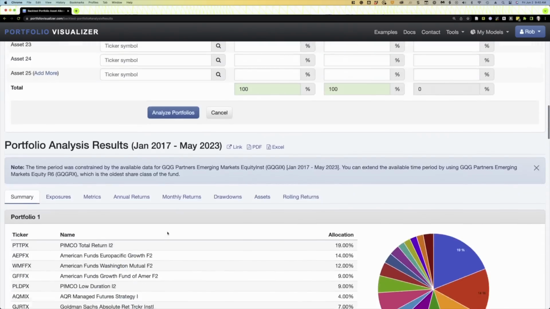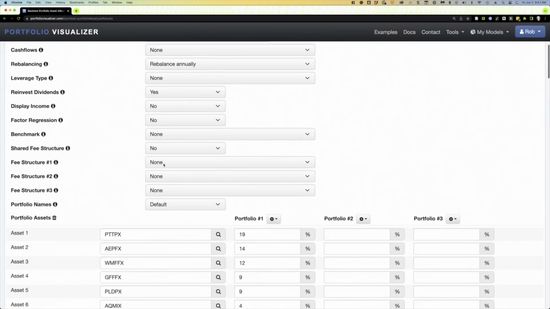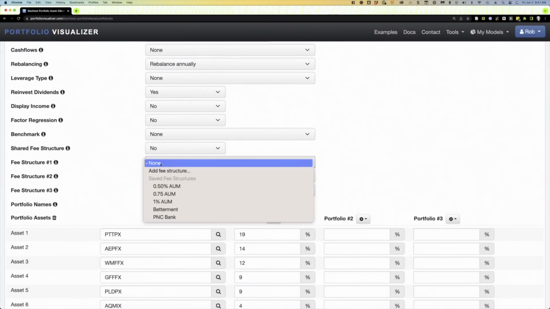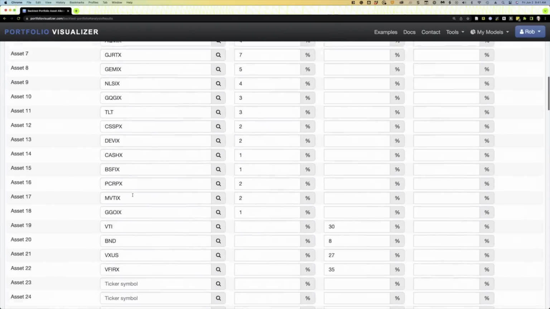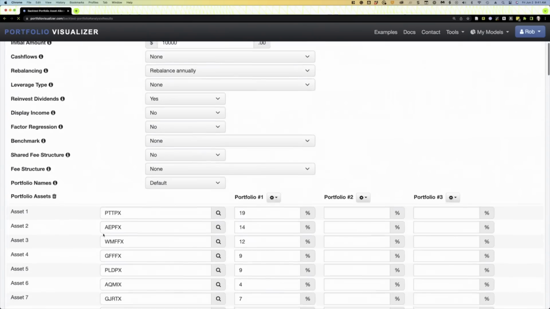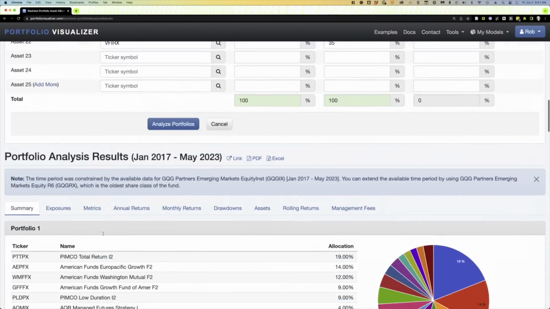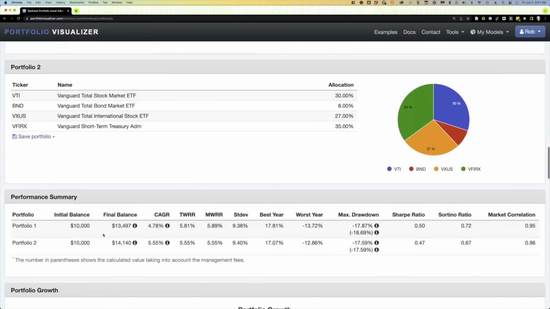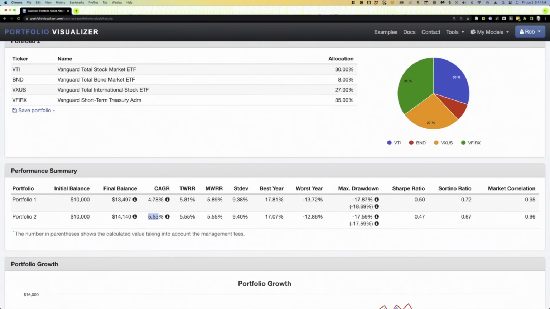Again, obviously, if we come up here and add the fee structure back in, and I'm just assuming 1% AUM, then of course the simple index fund portfolio will win out. Let's just take a quick look. Yeah, 5.5% versus 4.7%. So there you go. That's I think a fairly straightforward way to compare a complicated advisor portfolio with a simple portfolio of 2, 3, 4, maybe 5 index funds.